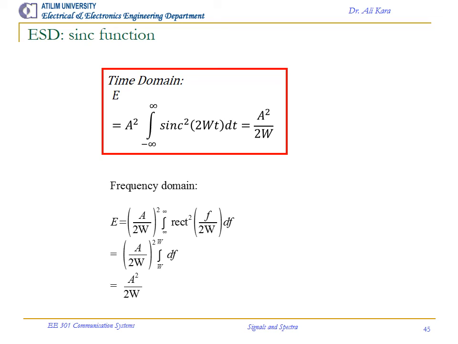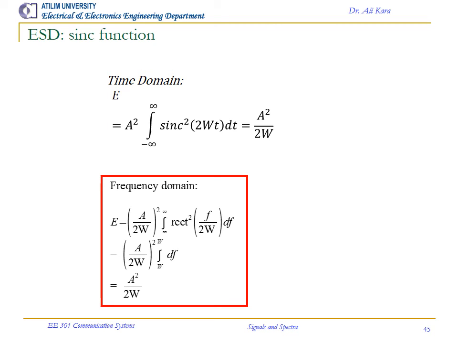Therefore we may use the identity we found in the previous slides, which links the energy of g of t with its Fourier transform capital G of f. We therefore, for simplicity, evaluate the energy of the signal g of t using its Fourier transform capital G of f, and find that it is equal to A squared over 2 W.